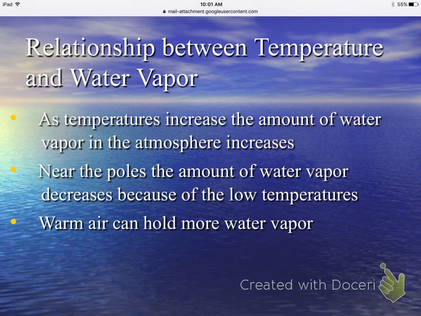So what exactly is the relationship between temperature and water vapor? As the temperature climbs and increases, the amount of water vapor also increases. I told you in the last slide that warm air can hold more water vapor than cold air can. So at higher temperatures, there can be higher amounts of water vapor in the atmosphere. Near the poles, we talked about how those are our colder areas, so the amount of water vapor is going to decrease because of our low temperatures.